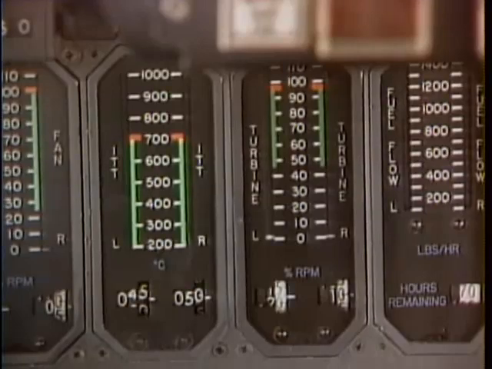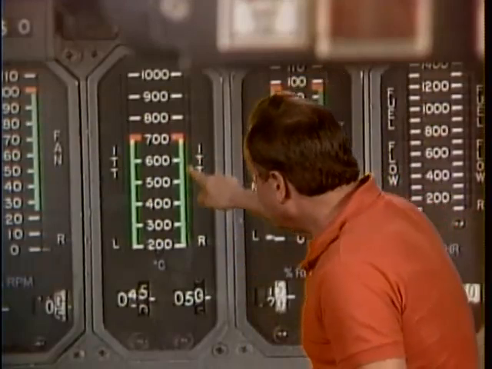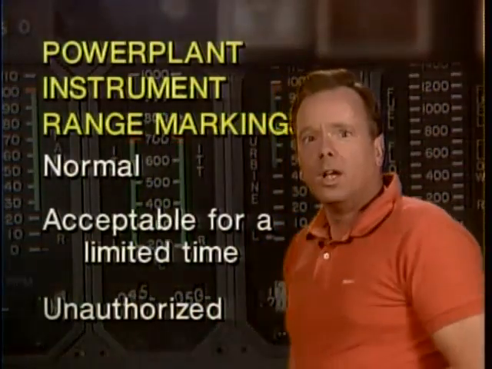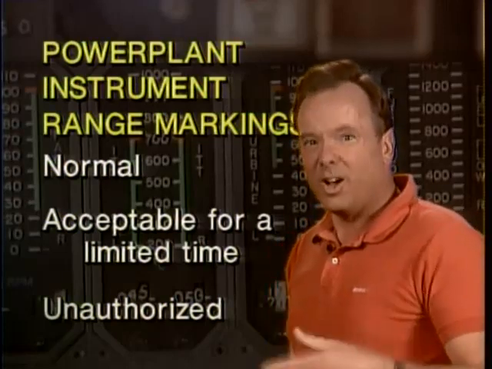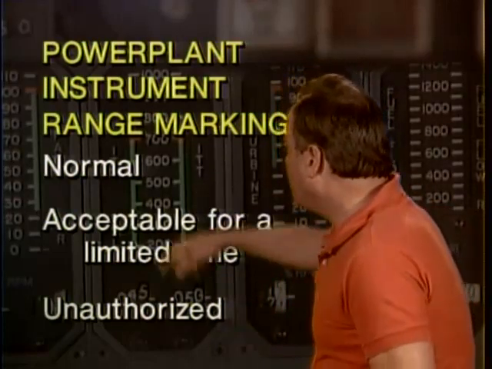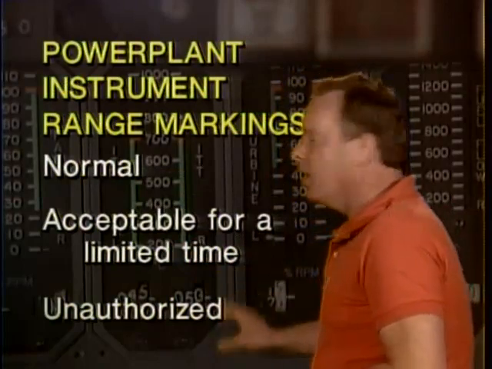Now let's take a look at engine instruments for just a second. When you do look at engine instruments, occasionally you'll see some green markings and yellow markings and red lines. And they're going to ask you on the test, what do all those have to do with? Well, those are called power plant instrument range markings. And what they do is they show whether the current state of the power plant operation, how you're operating the engine, is normal, accepted for a limited time, or unauthorized.